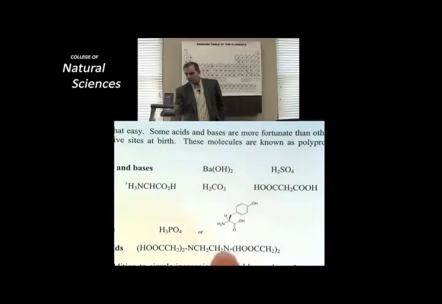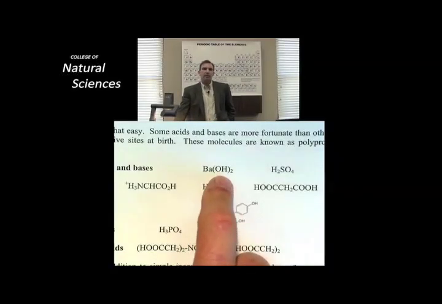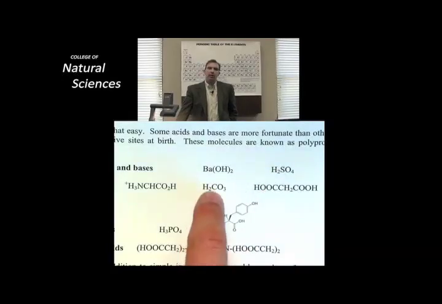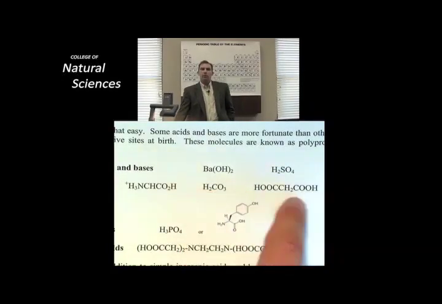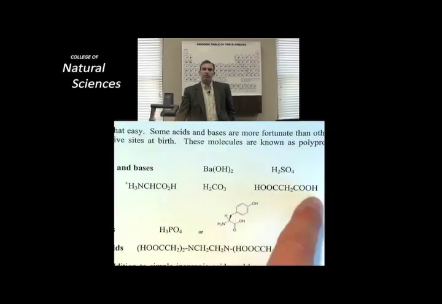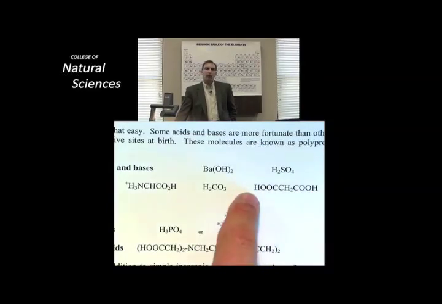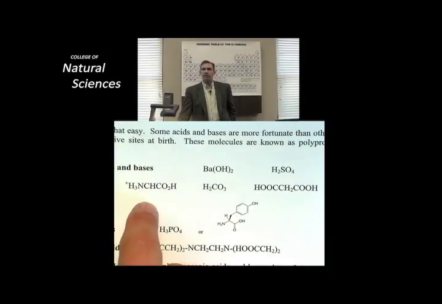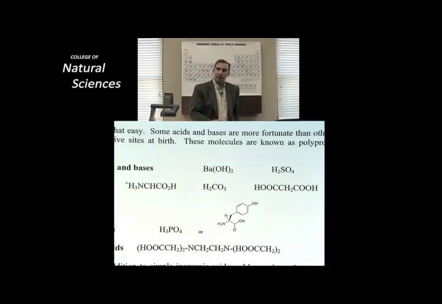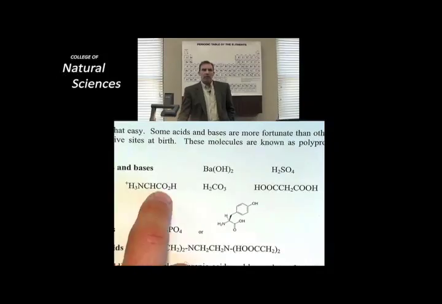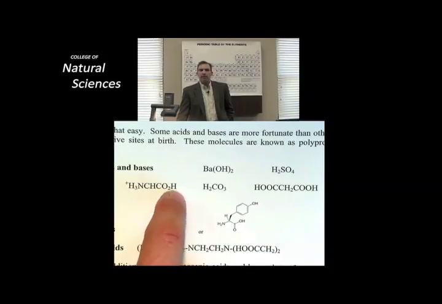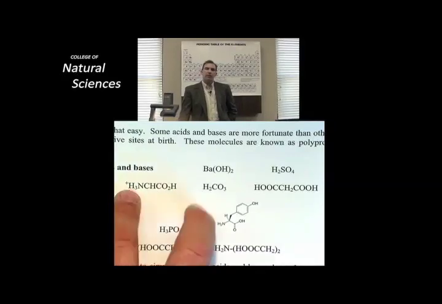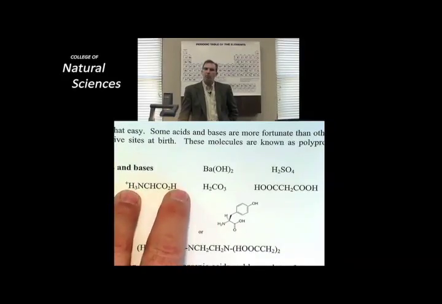Sure enough, whether I'm looking at the two hydroxides in barium hydroxide or the two protons in sulfuric acid, or the two protons in carbonic acid, or the two protons in this dicarboxylic acid, one there or there, or, oh, check this out. This is an amino acid. Do you know how prevalent amino acids are? Here's an amino acid-like compound. It's got a carboxylic acid on this end, and it has a protonated basic site over there. That's two protons there, not one, two.